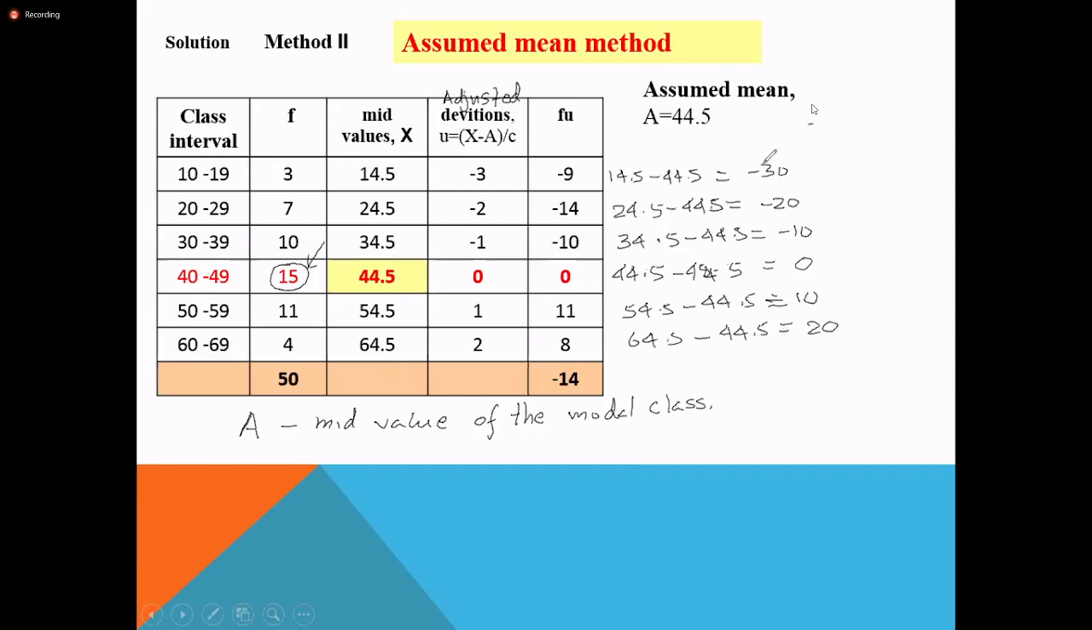Then if you consider these values, can you see something special here? They are multiples of 10, no? These are multiples of 10. So we divide these multiples of 10 by 10. If we divide by 10, each and every deviation we divide by 10. So here these values are taken. Here minus 10 divided by 10.